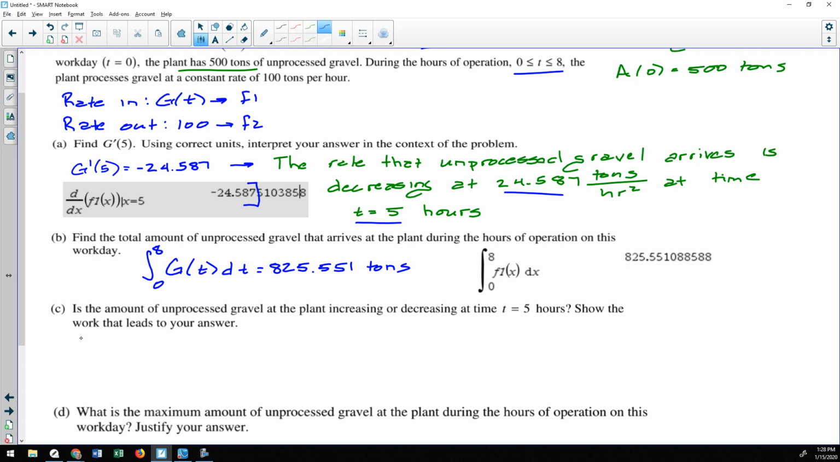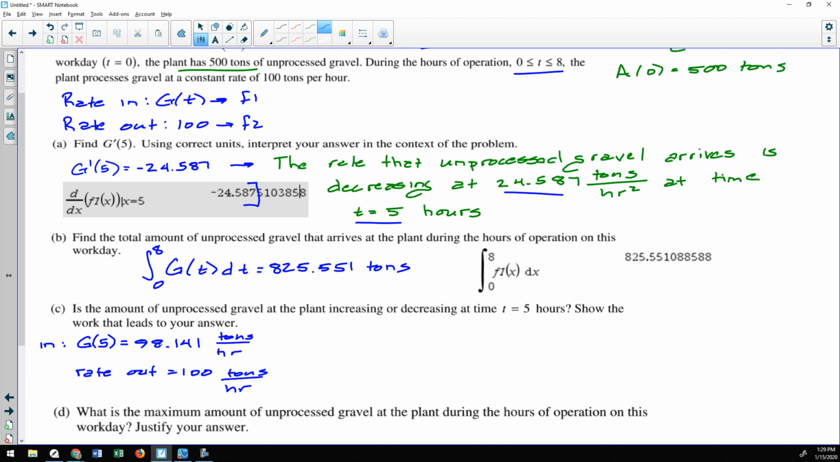So I could find the rate that gravel arrives. I could find g of 5. I could throw that in the calculator. I already know the rate out. The gravel is processed at 100 tons per hour. That was given, so we don't have to compute that. So I'm going to go to my calculator and find the value of g of 5, and don't confuse it with part A. Part A was g prime. We're not going to import that. We need to compute g of 5, so let me do that really quick. And we get 98.141, and that's going to be measured in tons per hour.